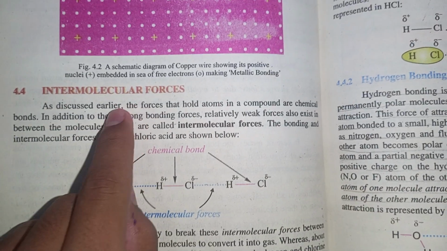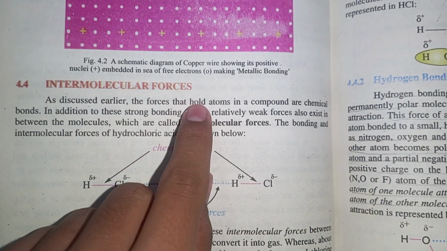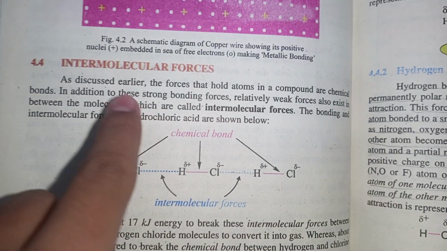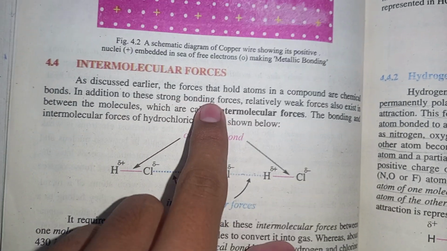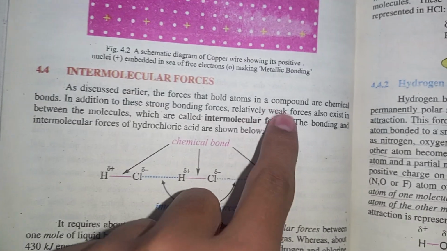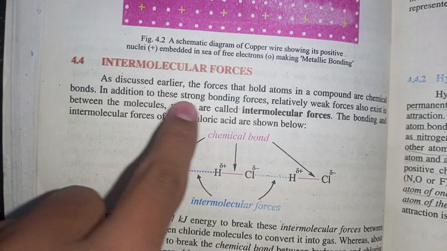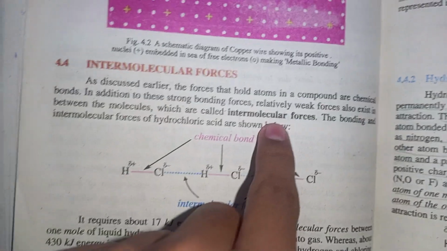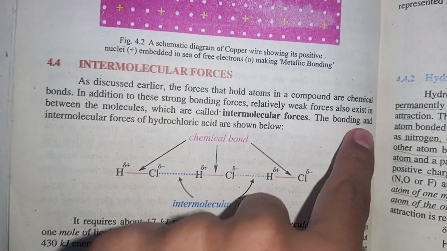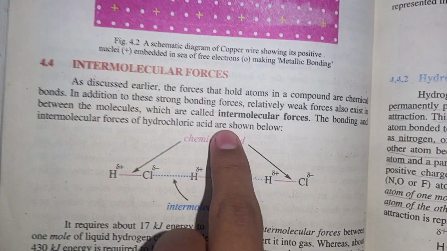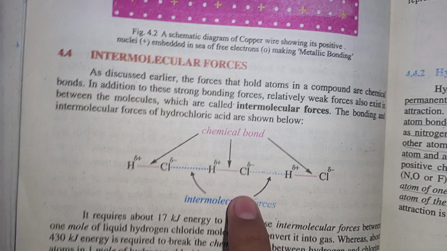As discussed earlier, the forces that hold atoms in a compound are chemical bonds. In addition to these strong bonded forces, relatively weak forces also exist between the molecules, which are called intermolecular forces. The bonding and intermolecular forces of hydrochloric acid are shown in the figure.